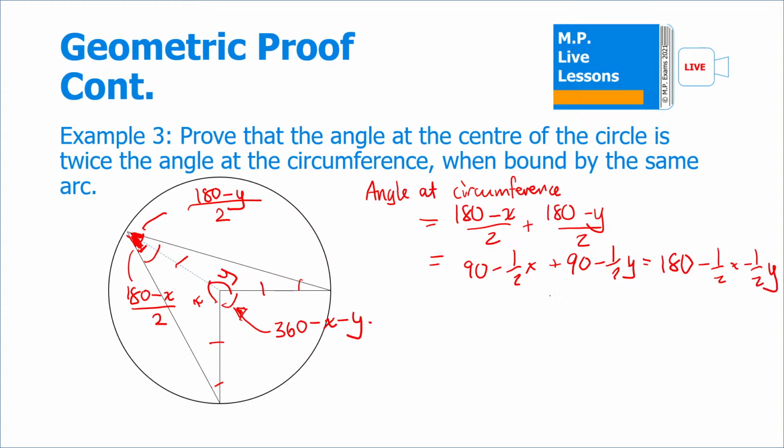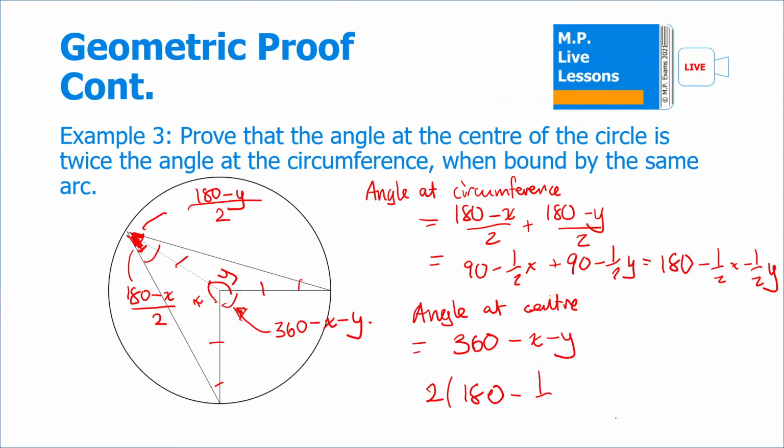Now, angle at the center, it's 360 minus x minus y. But what you notice, if you halve this as well, if you take the 2 out, you get 180 minus half x minus half y. So that means the angle at the center is double what we have here. That's proved.